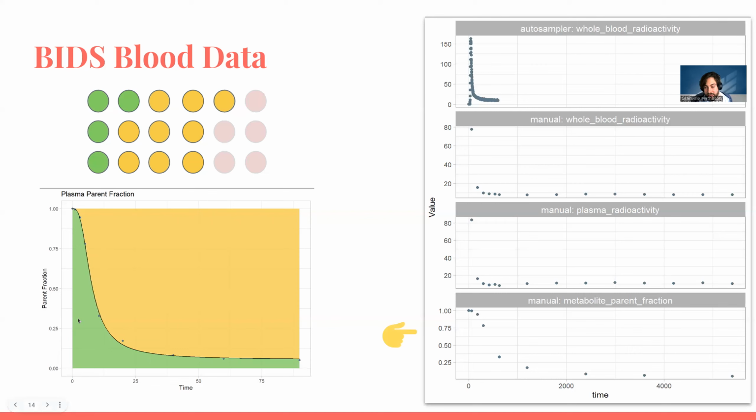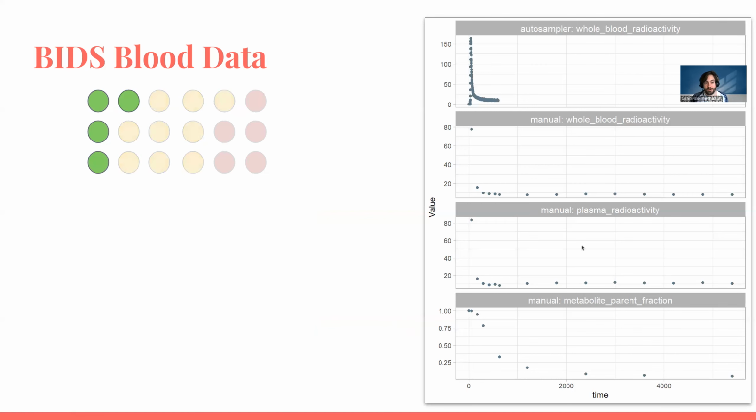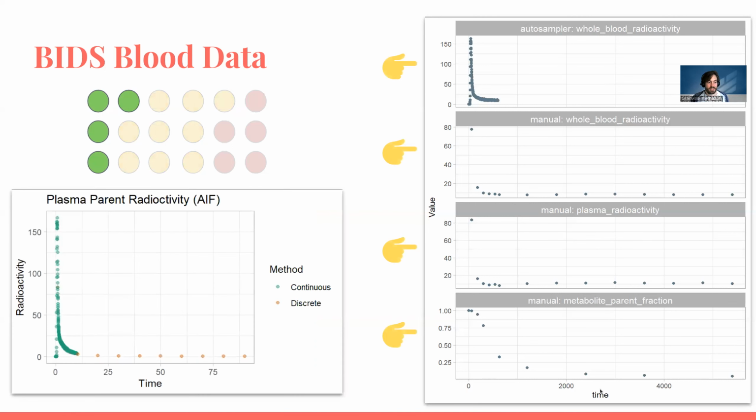So we want to multiply this by the plasma radioactivity. In order to get the final plasma parent radioactivity, we use all of these four curves. We take the whole blood radioactivity, we divide it by the blood to plasma ratio, and we multiply it by the parent fraction to get the plasma parent radioactivity, which is what we typically use as our arterial input function.